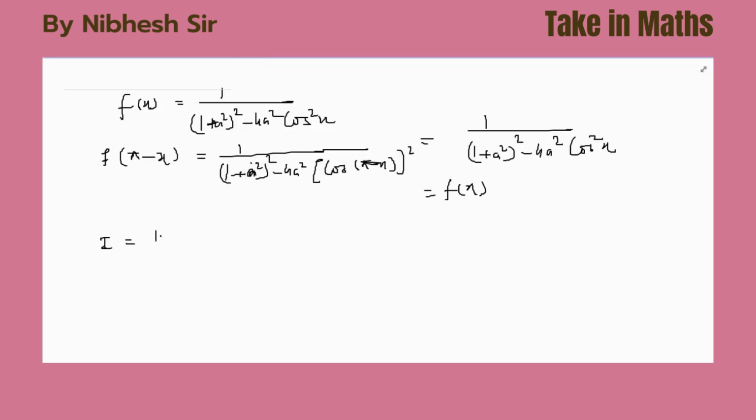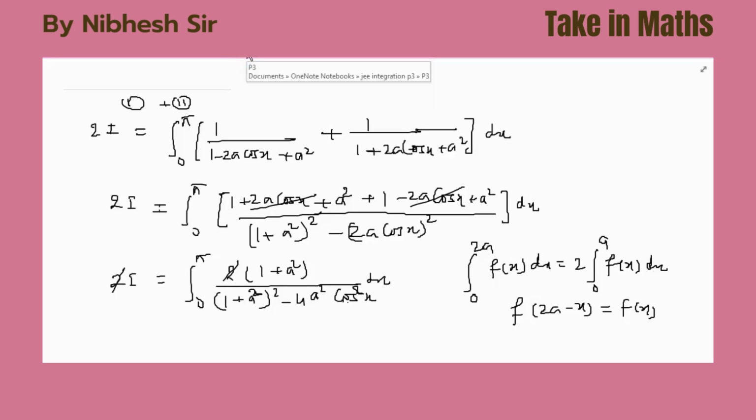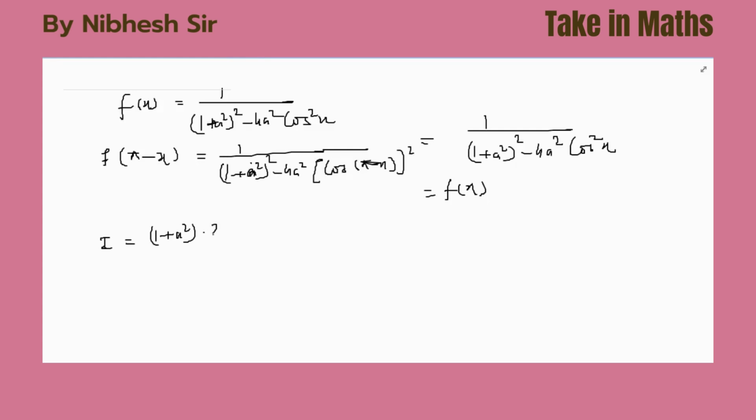2 times, 1 plus a square I have taken outside. So this is 2 times the integral from 0 to pi by 2 of dx by (1 plus a square) the whole square minus 4a square cos square x. Now what I will do here is take cos square x common.